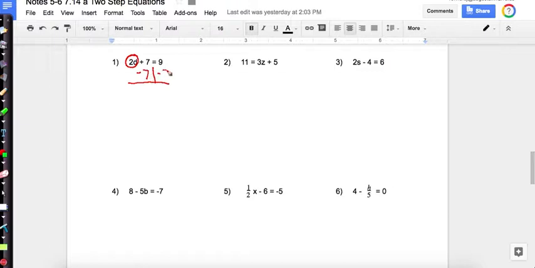So we're getting rid of the chips. 7 minus 7 is 0. So the chips are gone from this side. Bring down your two variables or your two cups. 9 minus 7 is 2.